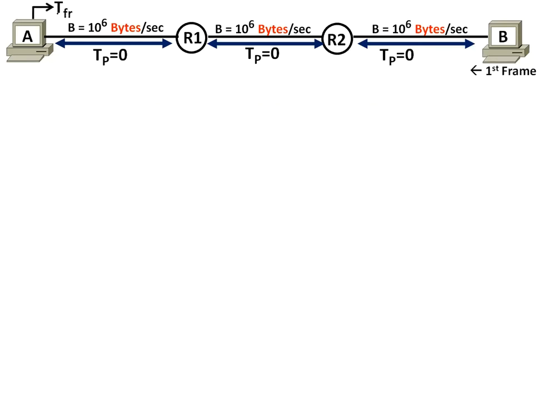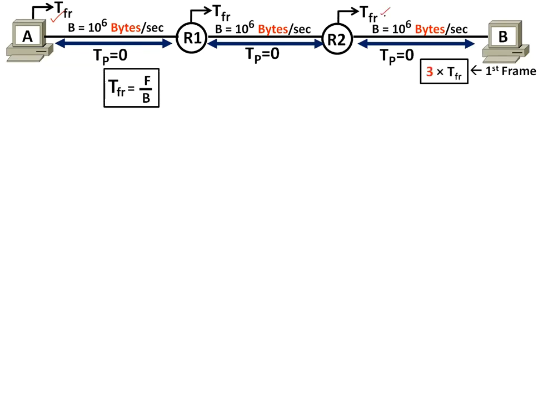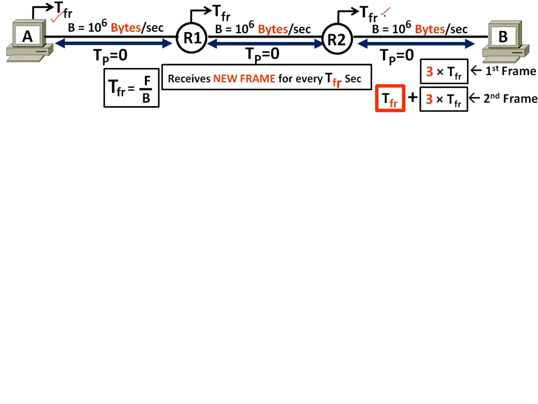First frame, how much time? TFR, TFR and TFR. So the first frame will take 3 TFR seconds. TFR is equal to F by B. Second frame, plus TFR seconds. Receiver receives a new frame every TFR seconds. That point you have to understand, guys.